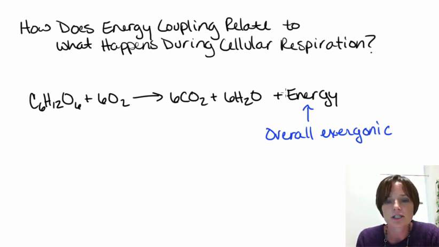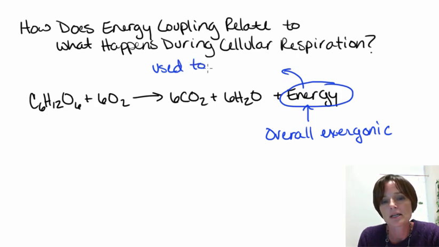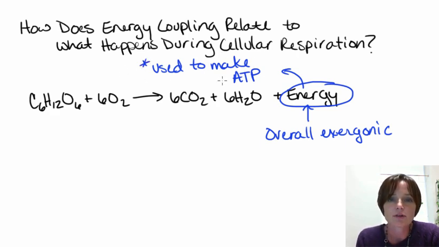So this energy that's produced here as a product of this process is going to be used to make ATP. And so that right there will be the endergonic process. And if we just talk briefly about how we're going to make that ATP, we're going to have two overall processes that we use to make the ATP.